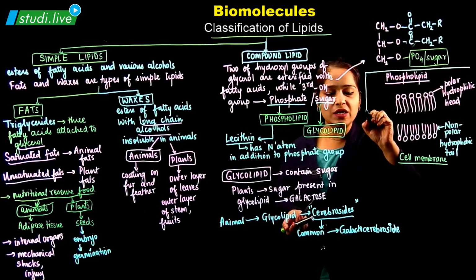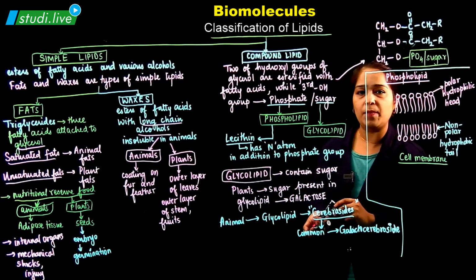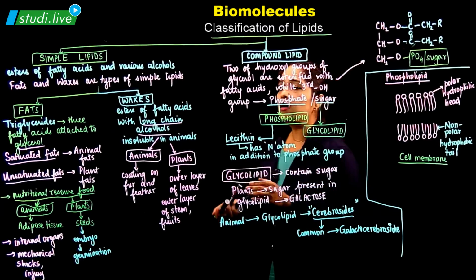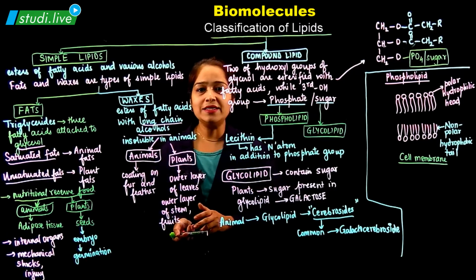So in this classification, we have seen simple lipids and compound lipids. There is one more, which is derived lipid. The third classification is derived lipid. Now this completes our topic on classification of lipids.